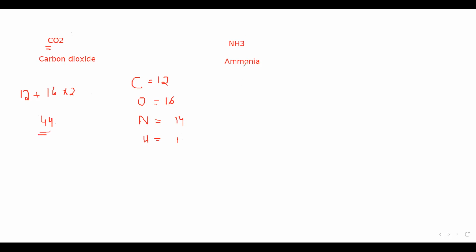And what about the mass of ammonia? Nitrogen is 14 plus hydrogen. Mass of hydrogen is 1. And how many hydrogen are there? 3. So that is multiplied by 3. So 14 plus 3 equals 17. So which is lighter, ammonia or carbon dioxide? Which gas is lighter? Ammonia is lighter. So the lighter gas will move faster, and the heavy gas will move slower.